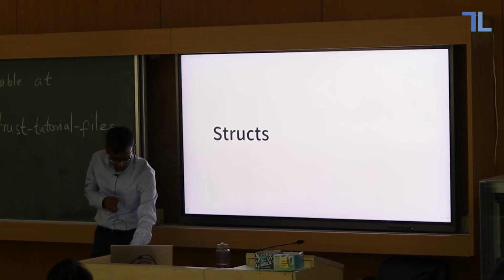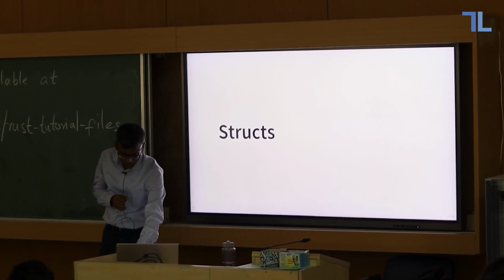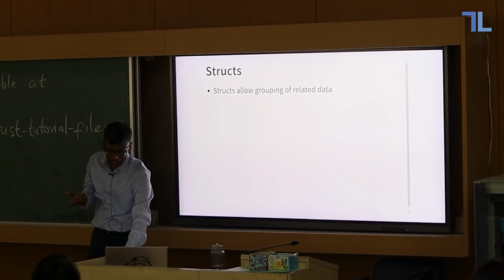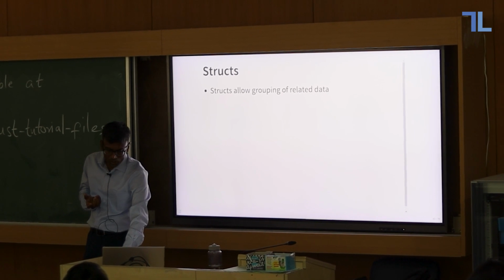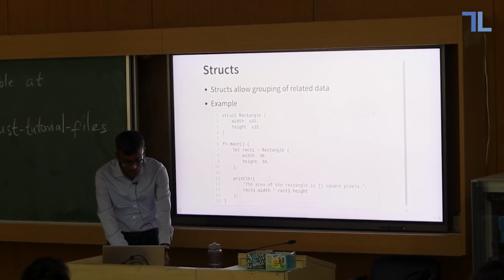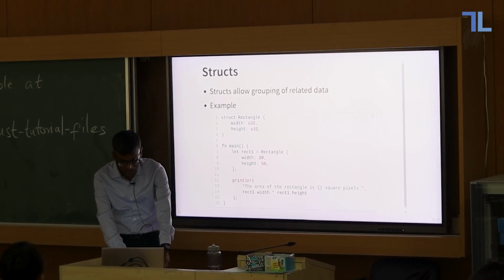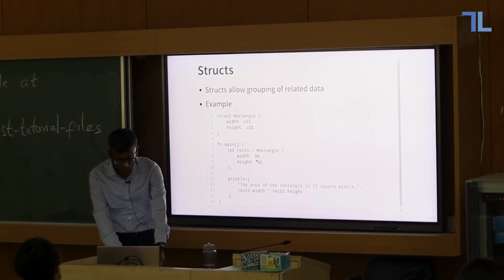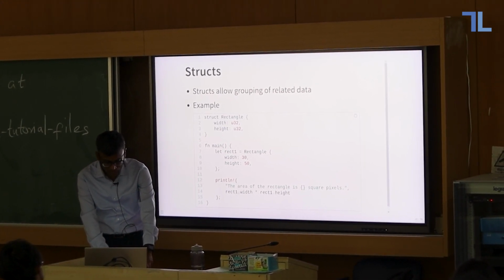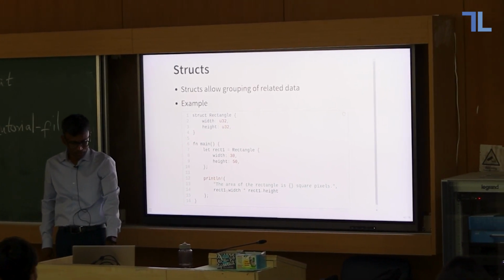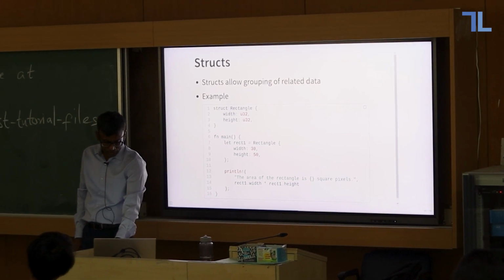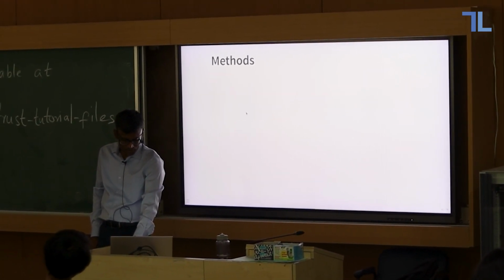Maybe one last thing before we break. Let's look at structures. What are structures? They are like structures in any language. They allow grouping of related data. For example, here is a rectangle structure. It has a width and a height. I am initializing a rectangle with width 30 and height 50. Then I print the area of the rectangle. The syntax for accessing members of the struct is dot. Just put dot and the name of the member. Nothing different from what you have seen in other languages.